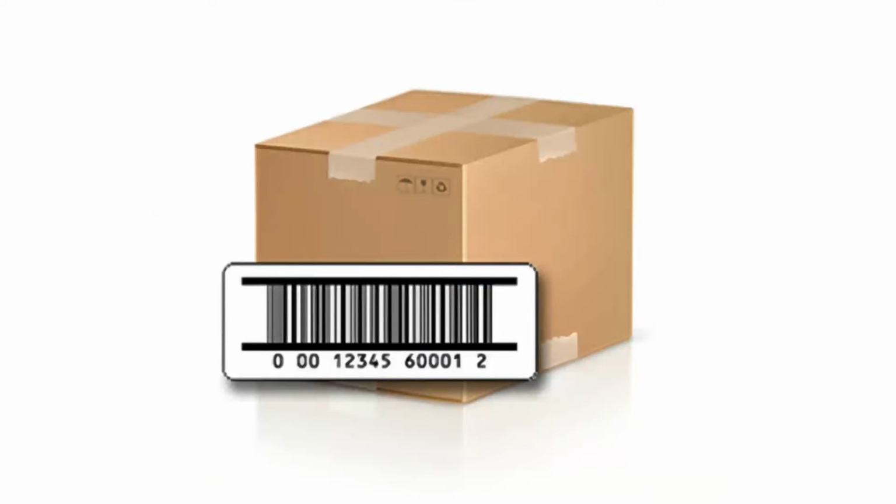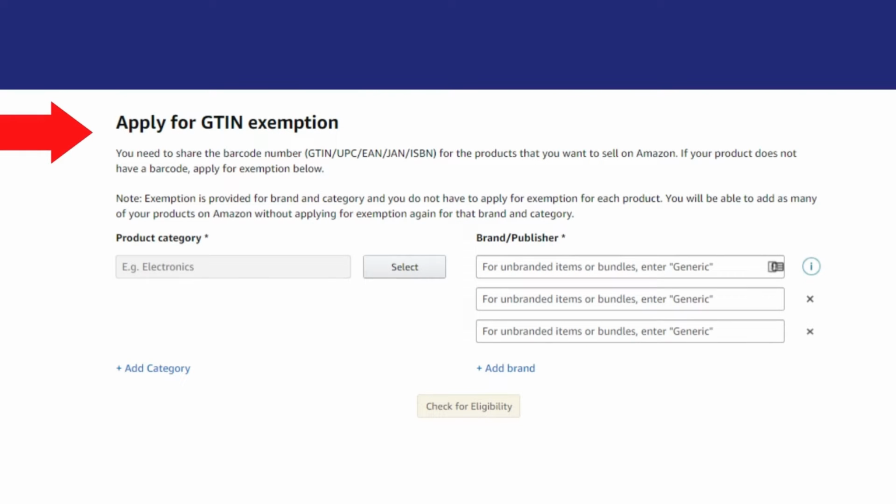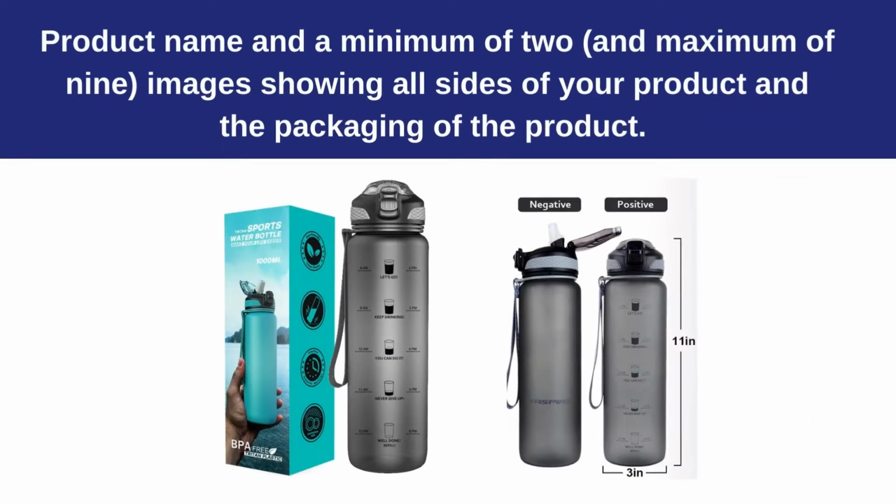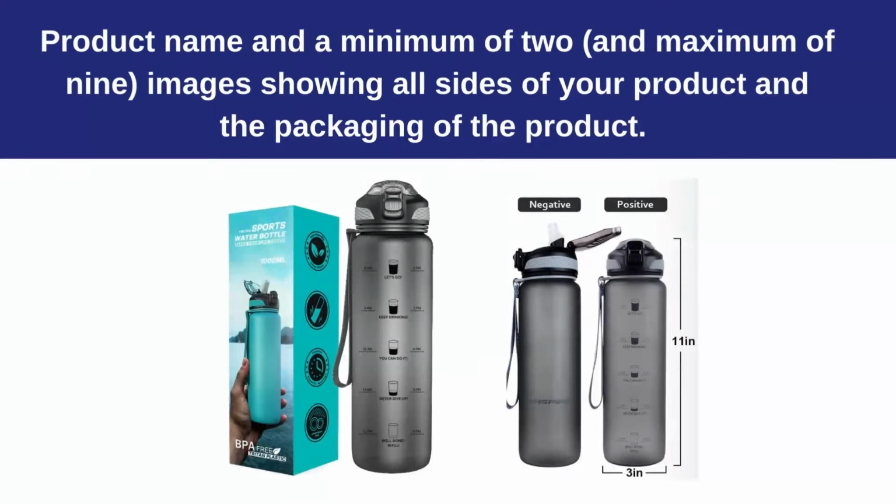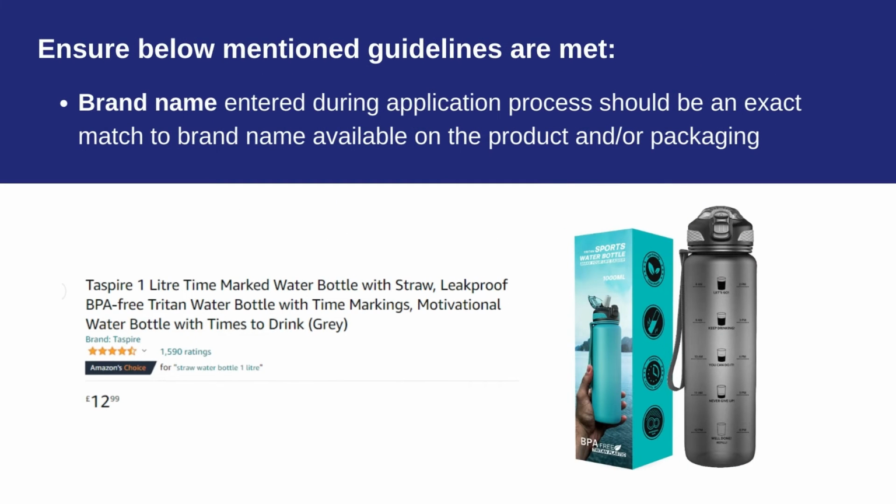You can apply for GTIN exemption here. Before you apply, make sure you have the following: product name and a minimum of 2, and maximum of 9, images showing all sides of your product and the packaging of the product. Ensure below mentioned guidelines are met.